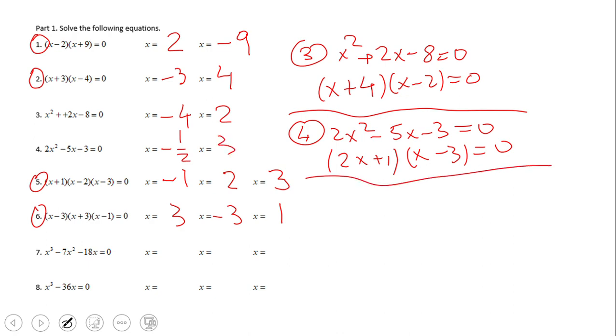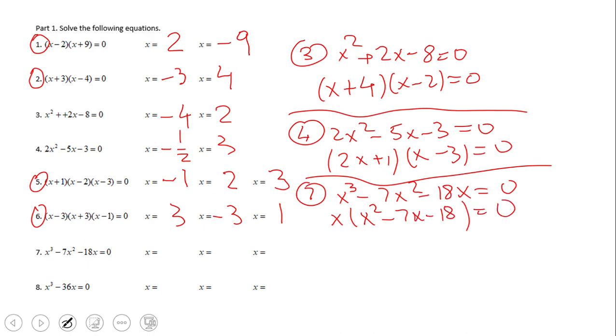For number 7, x cubed minus 7x squared minus 18x equals 0. If we factor out, we get x times x squared minus 7x minus 18 equals 0. And the final answer will be x times x minus 9 times x plus 2 equals 0. So we get x equals 0, x equals 9, and x equals -2.